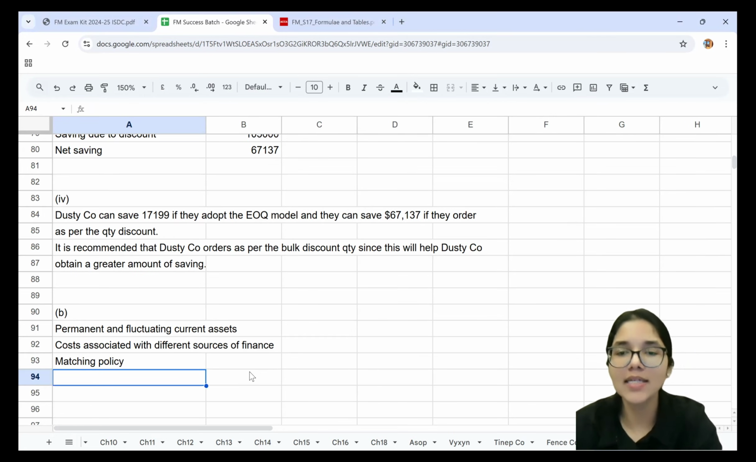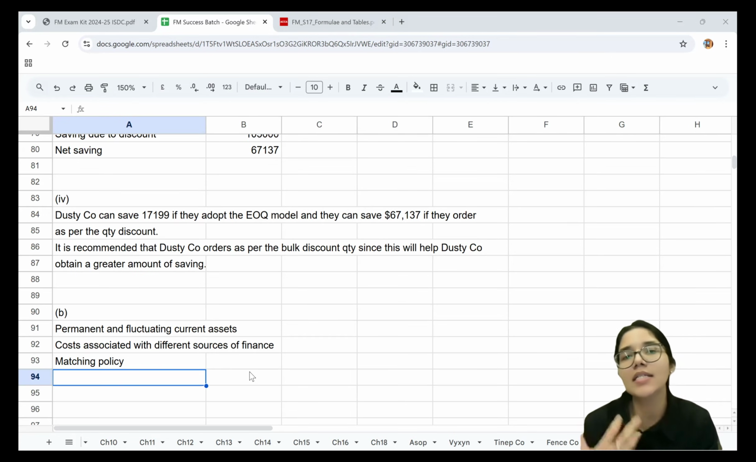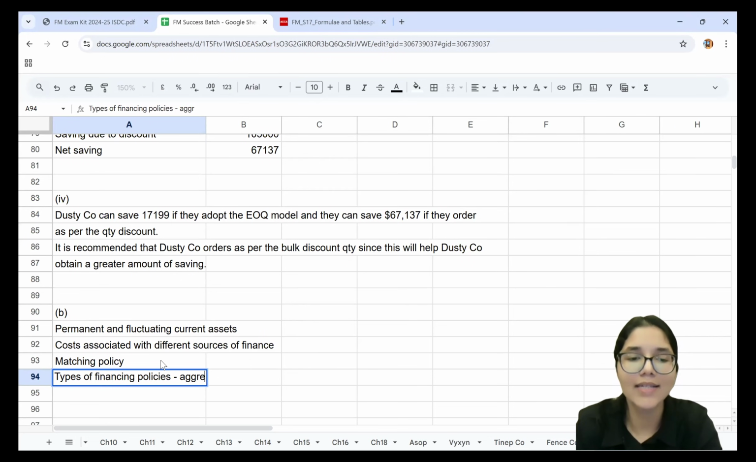What do we do in matching policy? Where do I finance my permanent current assets from? Long term. And where do I finance my short term or the fluctuating assets from? The short term sources. So this is how you can say that the ideal scenario for the business should be the matching policy. And then depending upon the risk appetite of the management, they can choose between the different kinds of financing strategies. So you can say what the different types of financing policies are. So the business can choose between aggressive and conservative approach.